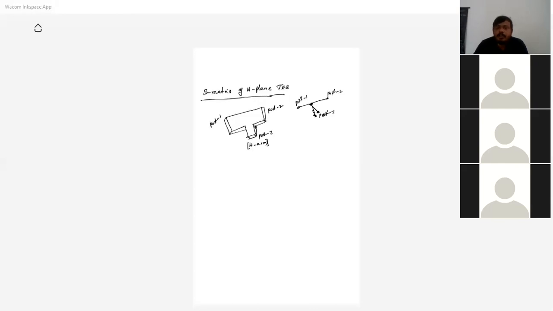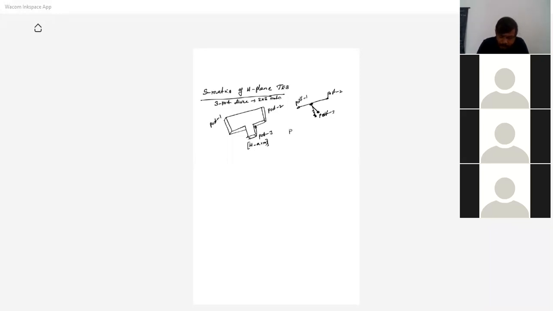The H plane T is a three-port device. Three-port device means the matrix size is 3 by 3. Good. So the S matrix is a 3 by 3 matrix. Then what are the properties of the H plane T?